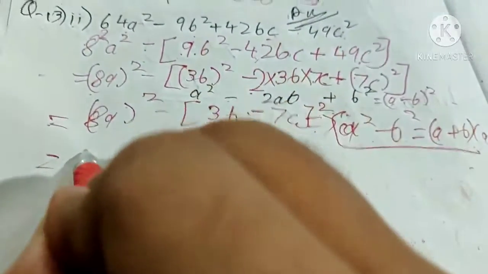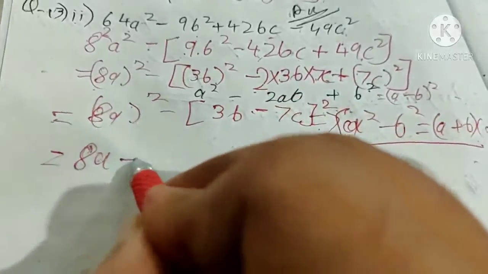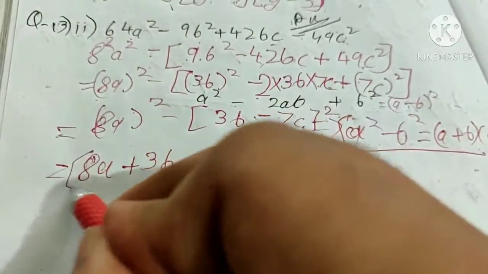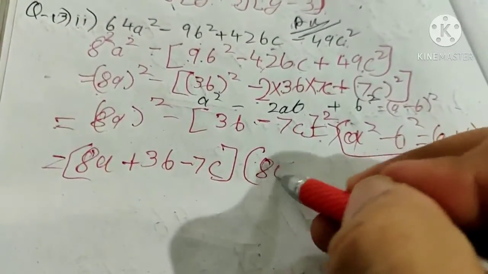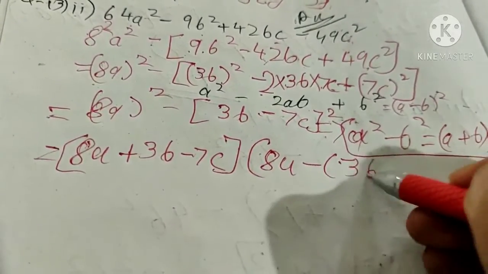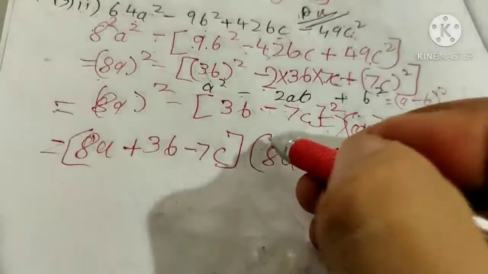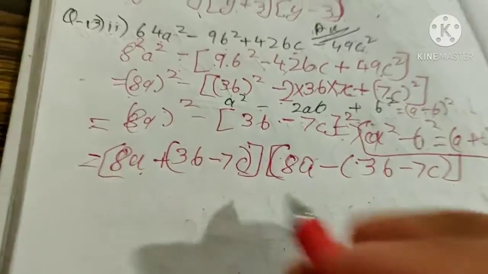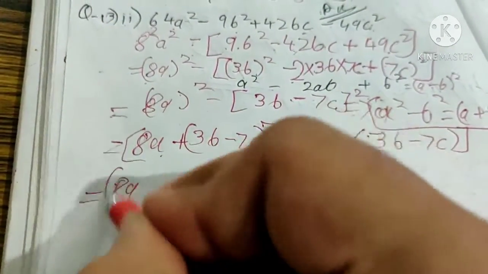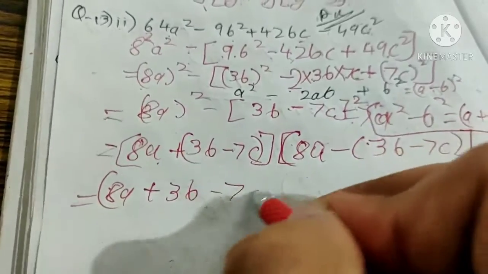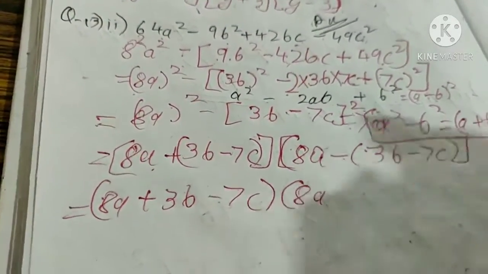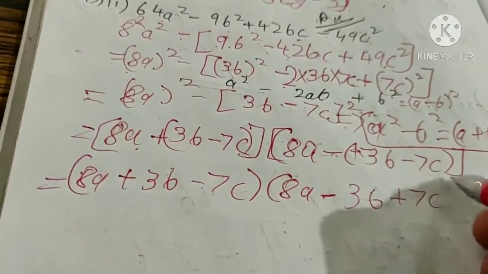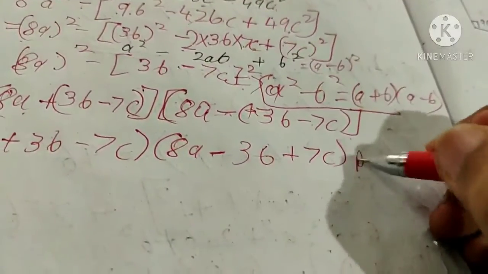That is, a here is 8a, plus b, and a minus b. A plus b, a minus b. Now I will open up the bracket inside. 8a plus 3b minus 7c. 8a minus, plus times minus is minus 3b, minus times minus is plus 7c. So this is our answer in this question.